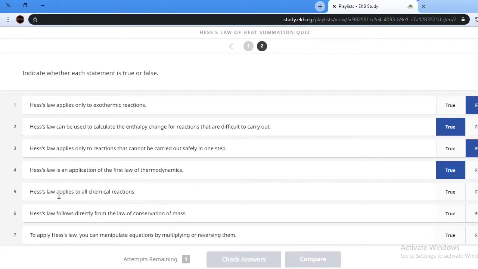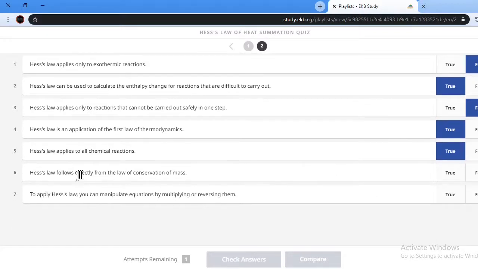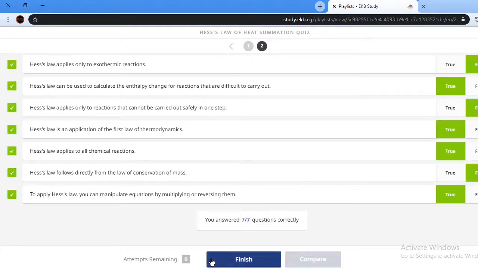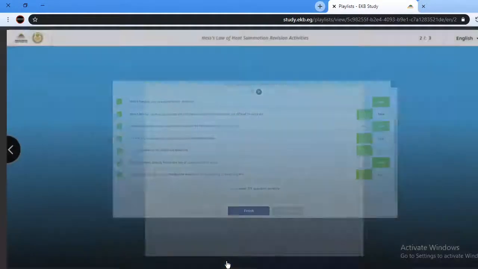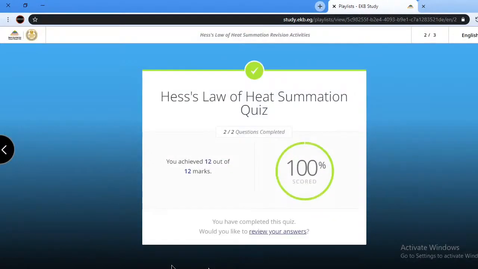Hess law applies to all chemical reactions. True. Hess law follows directly from the law of conservation of mass. False. To apply Hess law, you can manipulate equations by multiplying or reversing them. True. Finish. Okay, you achieved 12 out of 12 marks.